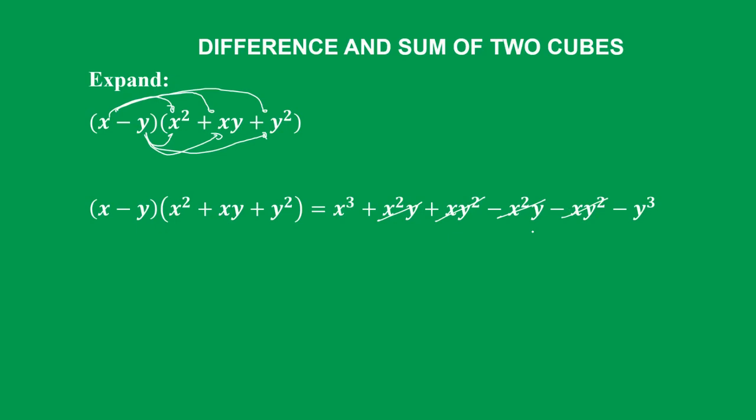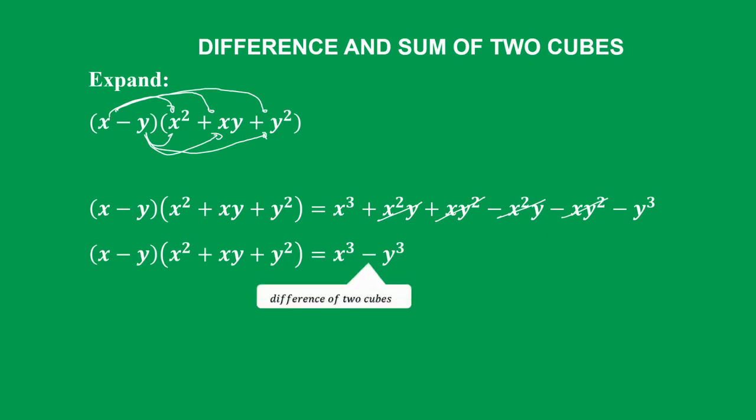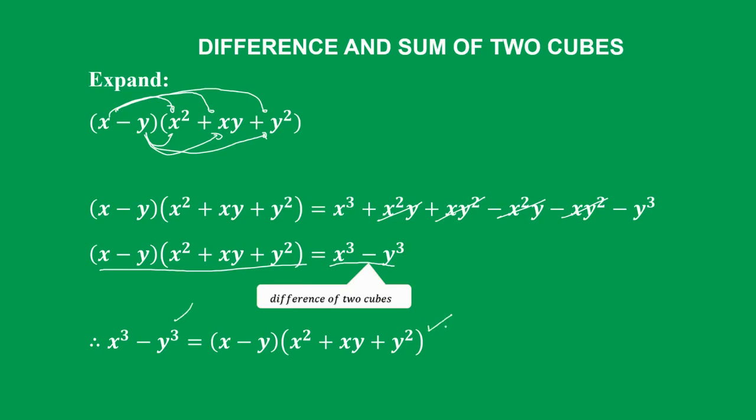You remain with x cubed minus y cubed, which is the difference of two cubes. This is the difference of two cubes. It means this is equal to this, and this is equal to that. That's difference of two cubes. So when you factorize difference of two cubes, you get such brackets.